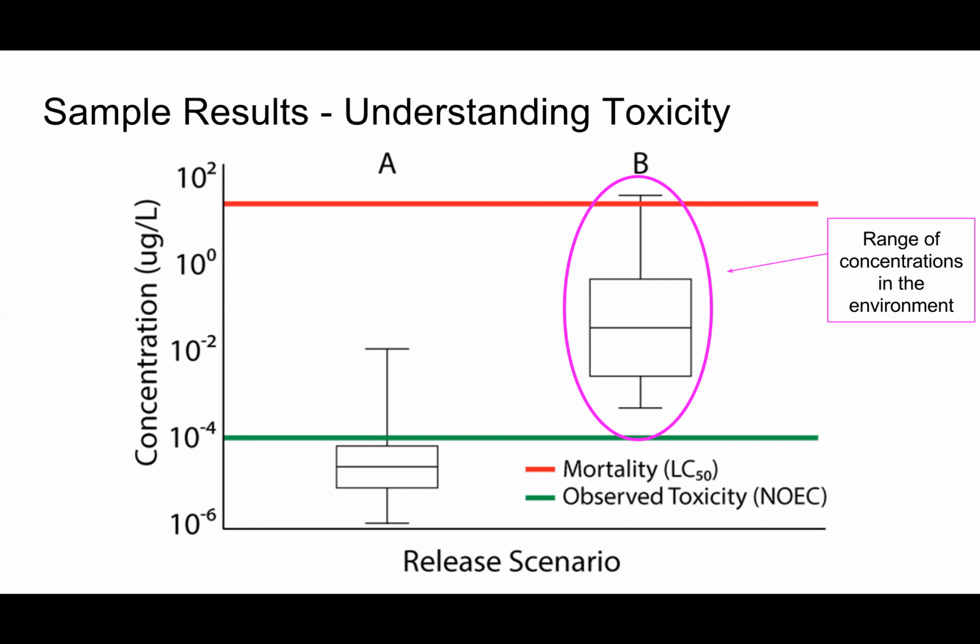Scenario B, on the other hand, is quite concerning because not only do all of the predictions for environmental concentrations exceed the no observed effect line, some of the days are actually exceeding the LC50 line, which indicates that many organisms are dying on those days where we're predicting concentrations higher than the red line.